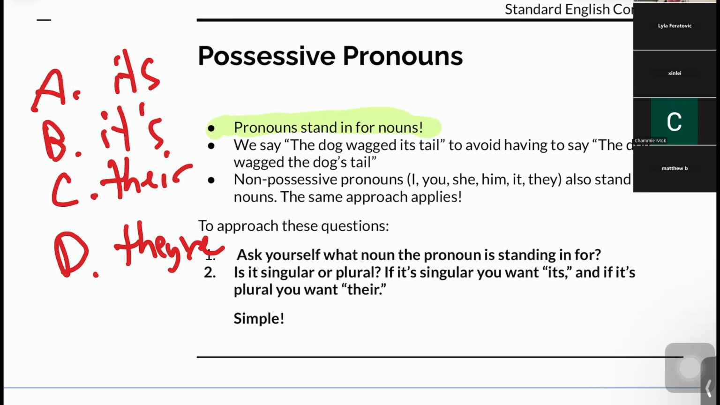So notice this example sentence: the dog wagged its tail. In this case, "it" is the dog. The dog is the subject of the sentence, but we're not saying the dog wagged the dog's tail.